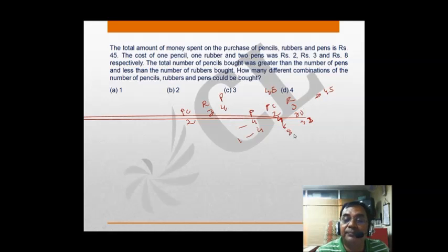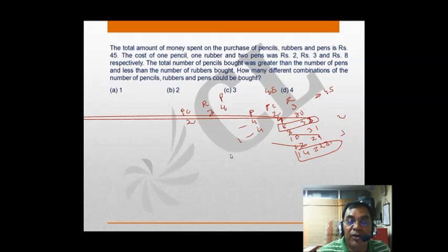Then 10. I can see it is reducing every time. How is it reducing? 41. So this will be 31, not fit. 12, 29, 14, 27. Yes. So one combination is here, 6, 33. The other is 14, 27. Two combinations done. Now we come to 2.